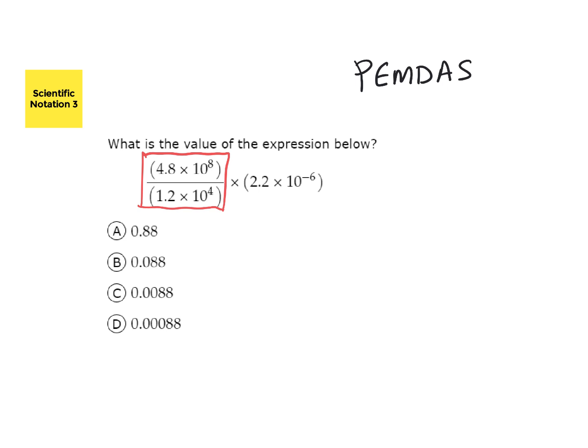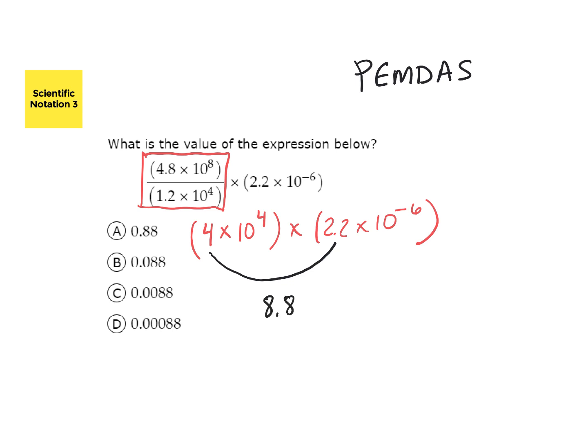So 4.8 divided by 1.2, you just do that straight up division and you end up with 4. You subtract your exponents, so 4 times 10 to the 4th times 2.2 times 10 to the negative 6. With this one, you multiply your coefficients, so 4 times 2.2 gives you 8.8, and you follow your rules of exponents, which says you add them when you're multiplying and you have the same base. So this is times 10 to the negative 2.